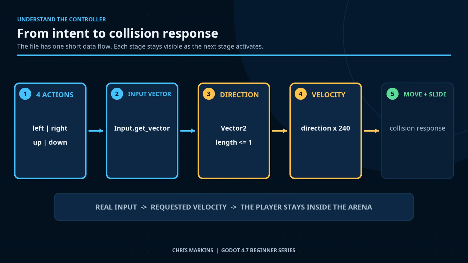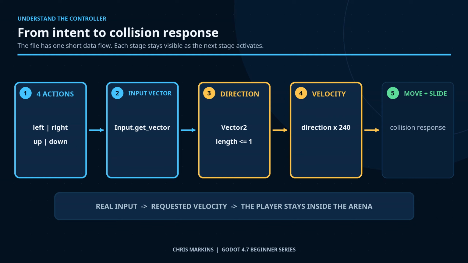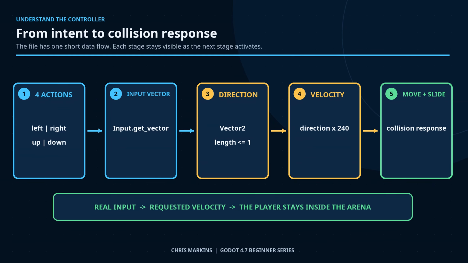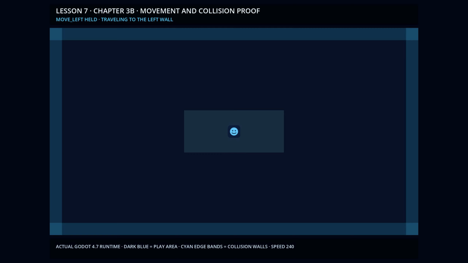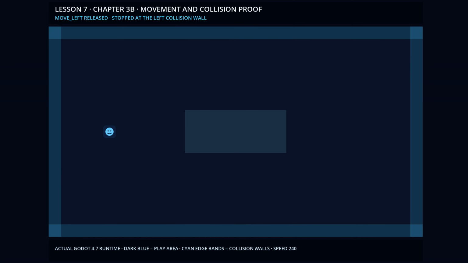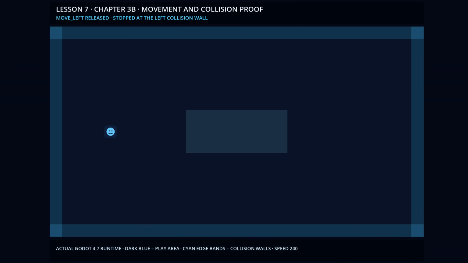Move and slide moves the CharacterBody2D from its velocity during the physics step. When the player meets a collision body, Godot applies the slide response instead of letting the circle pass through it. Do not multiply this velocity by delta. That would mix a per-second velocity with a per-frame motion value.